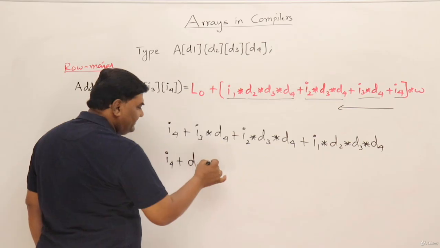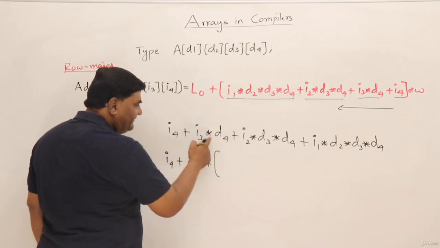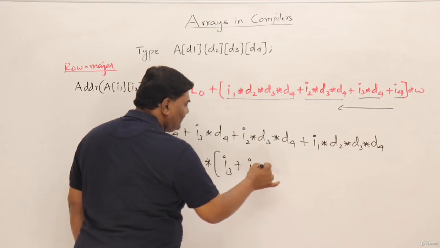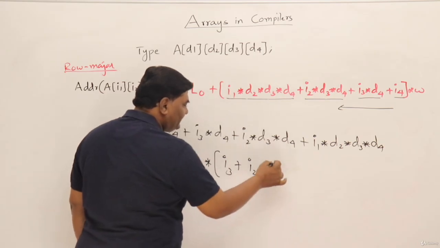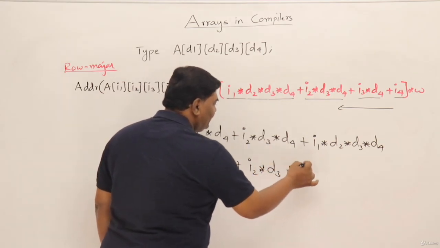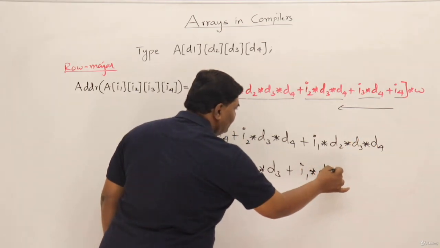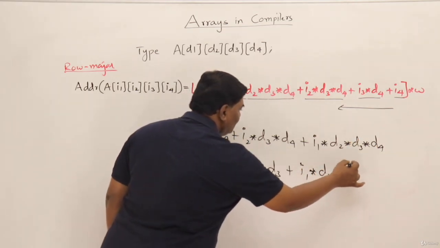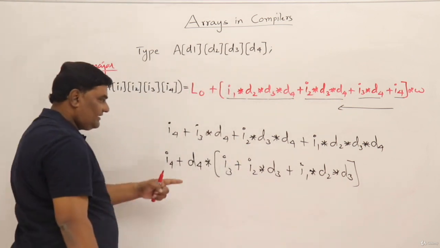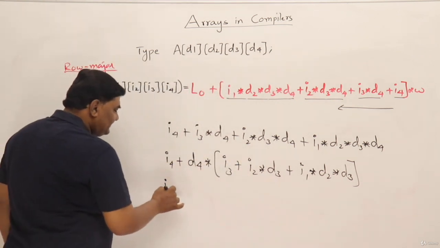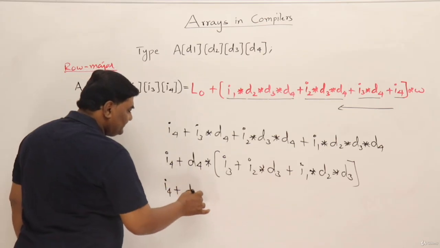So I can write D4 multiplied by, D4 is common, so I3 plus I2 into D4 is taken as common, so D3 is there, plus I1. D4 is taken as common, so this is D2 and D3. Okay, so I have taken common. So I got one multiplication here. Let us continue and see if we can take more common values.